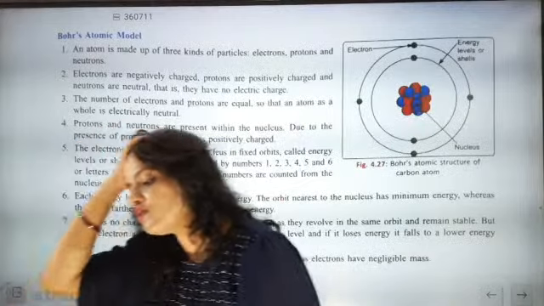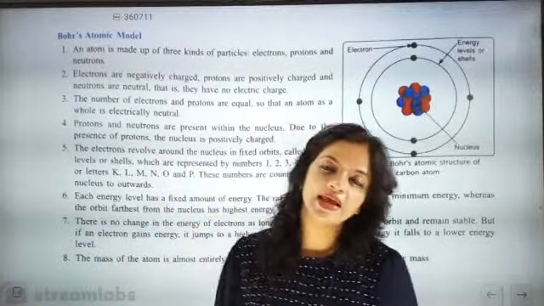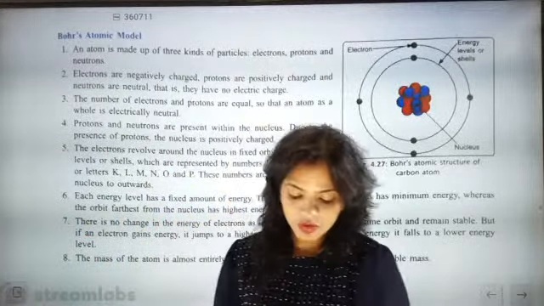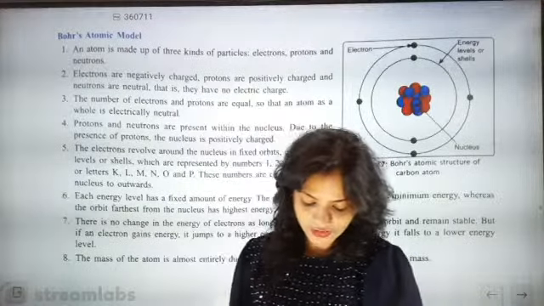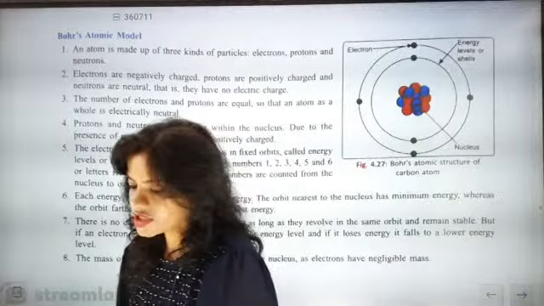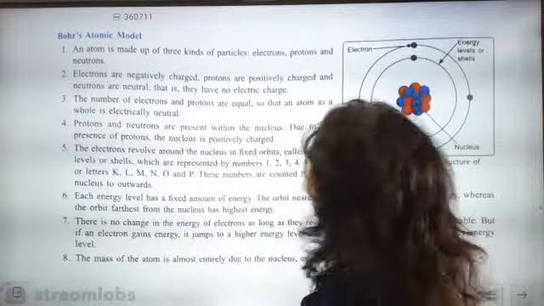Yes, loss and gain of energy. See, if it gains energy, it is okay. If it loses energy, it is okay. You just have to understand this point: only by gaining or losing energy will it do that activity.